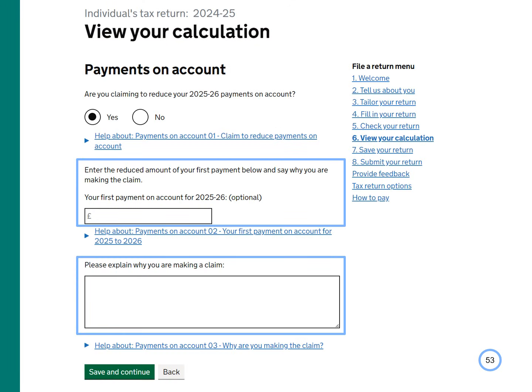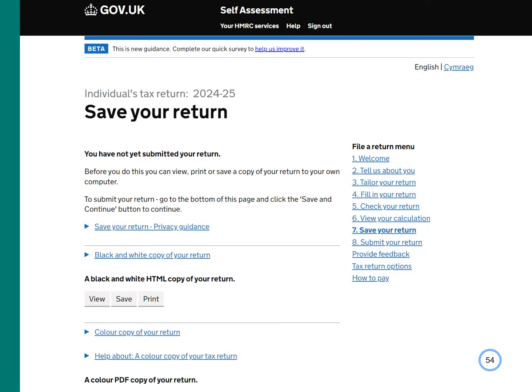On the tax return, if you choose Yes to reduce payments on account, you're asked to enter the reduced amount for your first payment on account and explain why you are making a claim to reduce it. Your second payment on account will be set at the same amount. After viewing your self-assessment calculation, you can then save a copy of your return before you submit it. You can find out more about how to do this in our webinar, Finishing Your Online Tax Return.